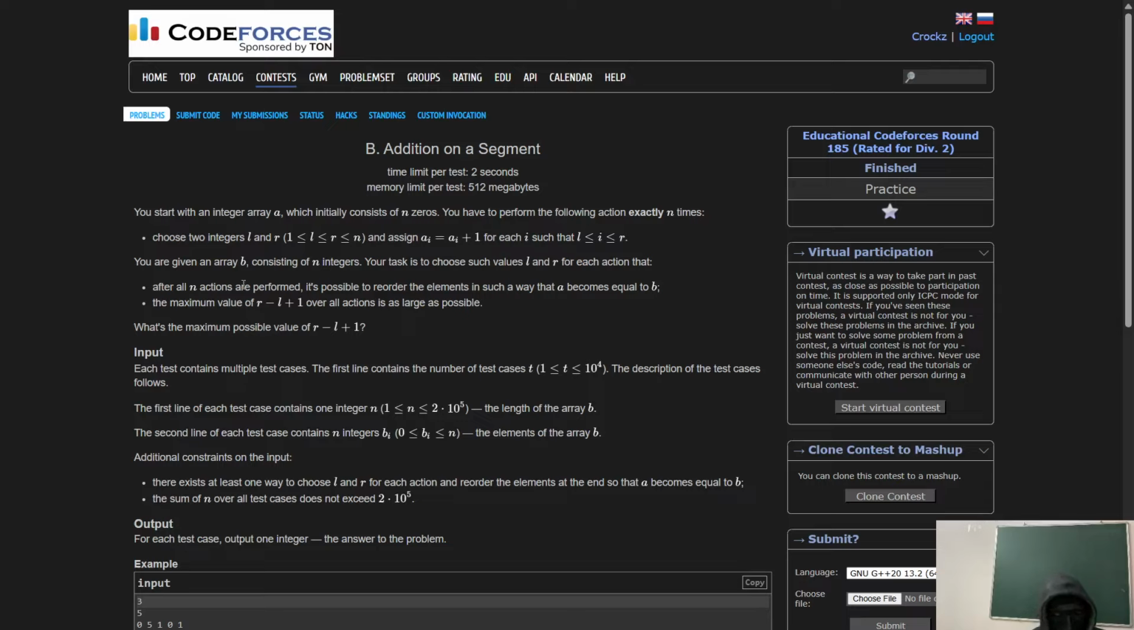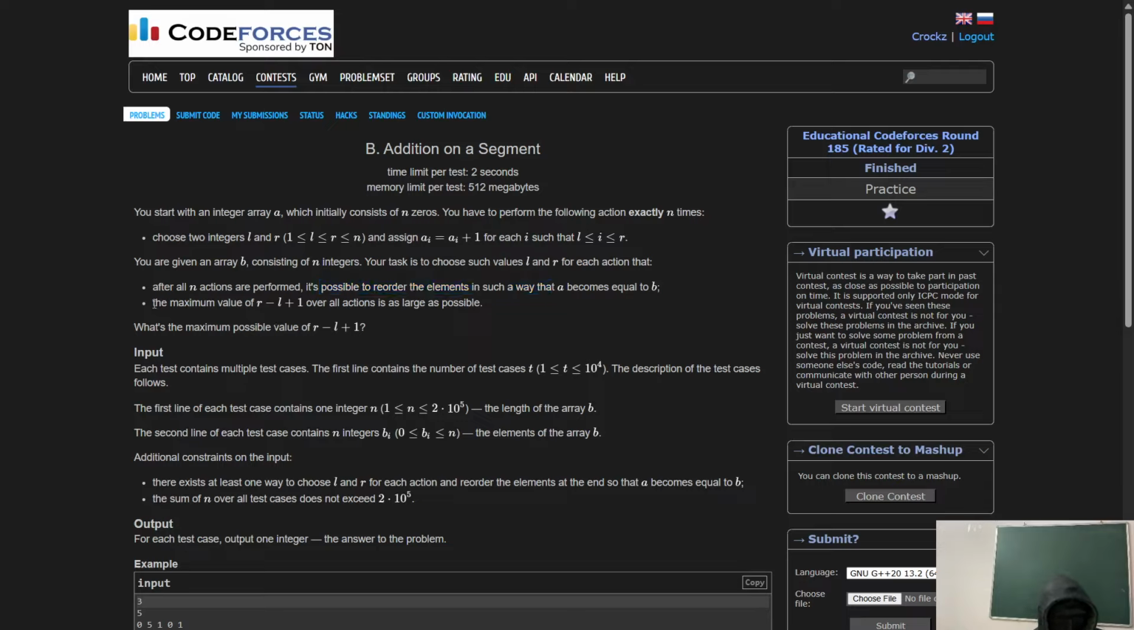The same thing I've said: in the range from L to R, all the elements have to be increased by 1. You are given an integer array B consisting of n integers, the same length. Your task is to choose values L and R for each action such that after all n actions are performed, it's possible to reorder the elements so that A becomes equal to B.